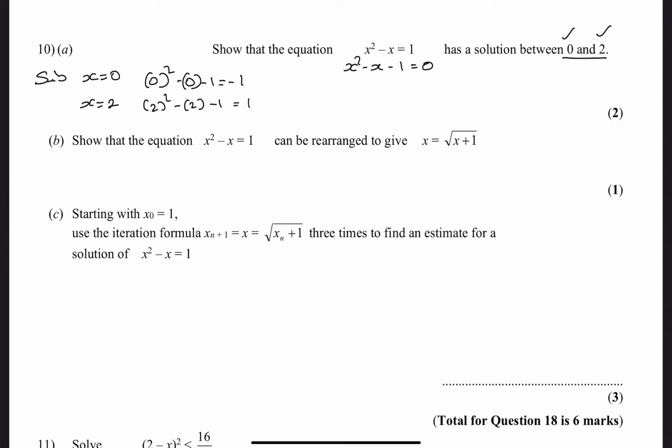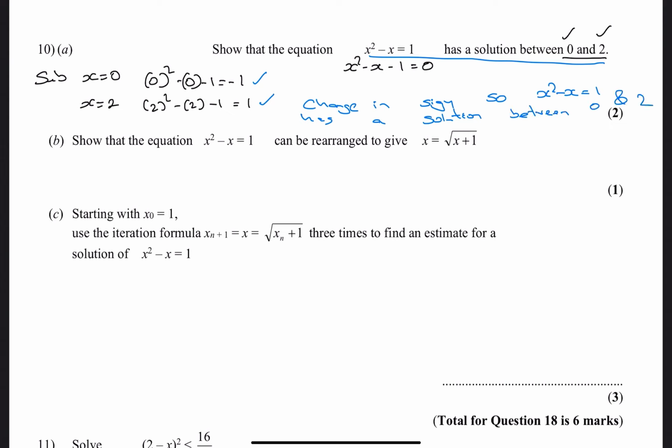2 squared minus 2 minus 1, that's 1. Okay, so you would have to say there is a change in sign. Can you see this one is a negative, this is a positive, change in sign. So x squared minus x equals 1 has a solution between 0 and 2.